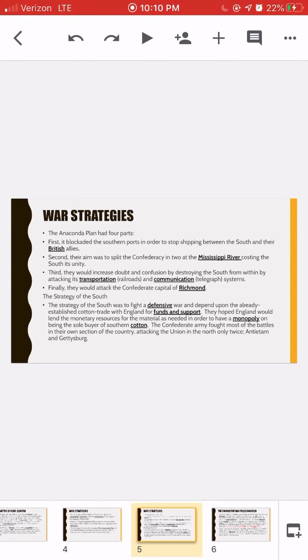So the Anaconda Plan had 4 parts. First, it blockaded the southern ports in order to stop shipping between southern states and their British allies. Second, their aim was to split the Confederacy into 2 at the Mississippi River, crossing the South. Third, they would increase the doubt and confusion by destroying the South from within by attacking its transportation, like railroads and communication systems. Finally, they would attack the Confederate capital of Richmond, which is in Virginia.